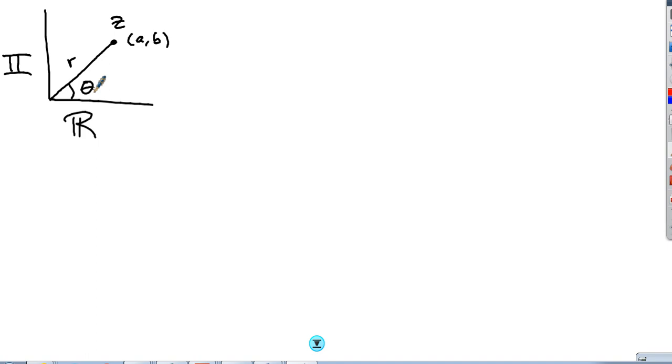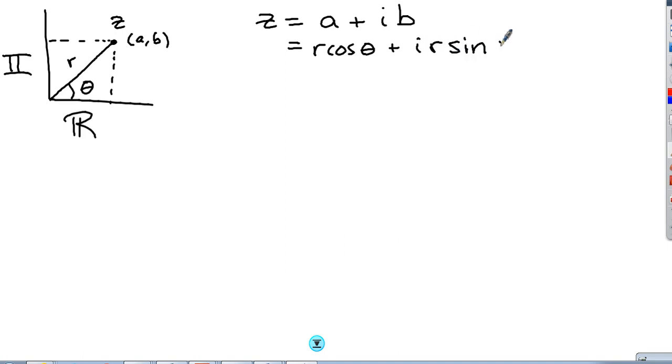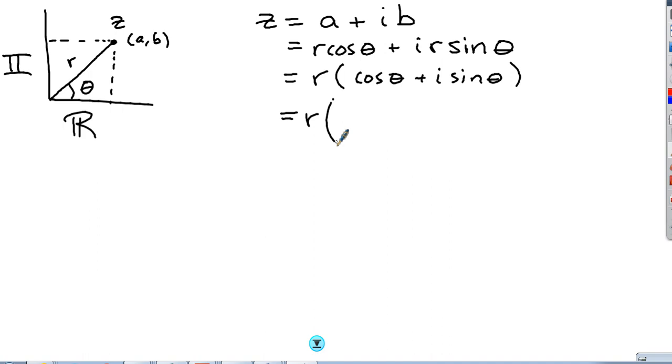So we can write that Z equals A plus IB, or we can determine what A is using R and theta, and we can say that A is R cosine theta and B is R sine theta. Well, what we're going to do next is substitute in. I'm going to actually factor out R. We're going to substitute in the Maclaurin series for cosine and sine. Since we have just derived those, we can just copy them from our previous page.